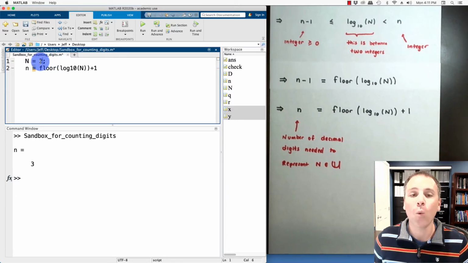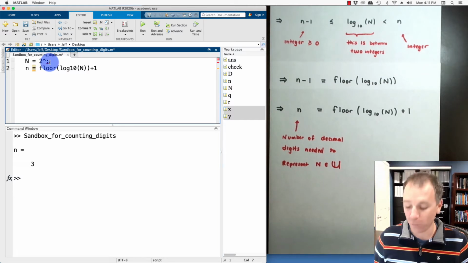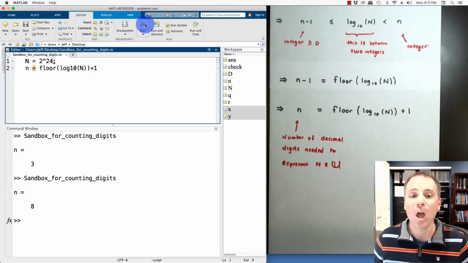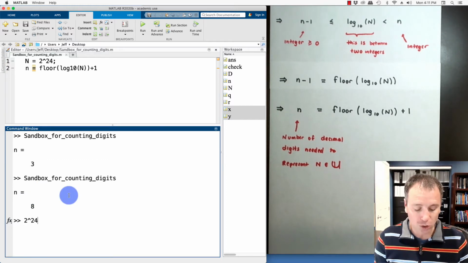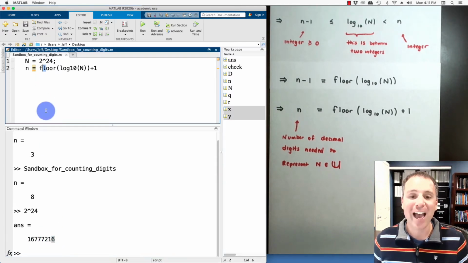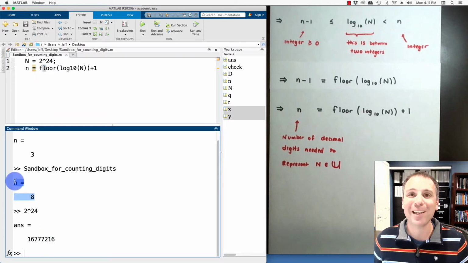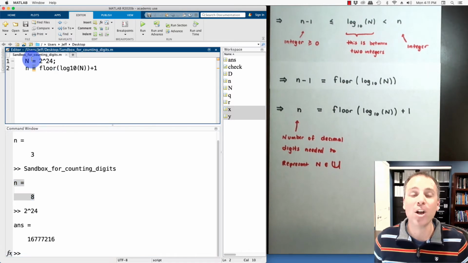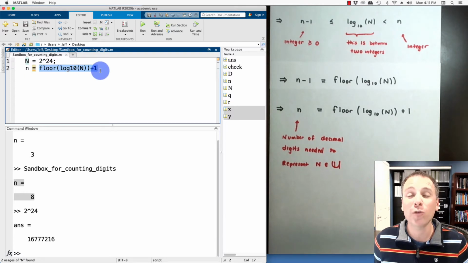For example, what if I wanted to know how many decimal digits are required to express 2 to the 24th? When I push enter, MATLAB says 8. And in fact, if I take 2 to the 24, notice that I have 2, 4, 6, 8. That's exactly what this formula is telling me. I now know that if I want to know the number of decimal digits required to represent a number n, this formula will give me a closed form solution to that.